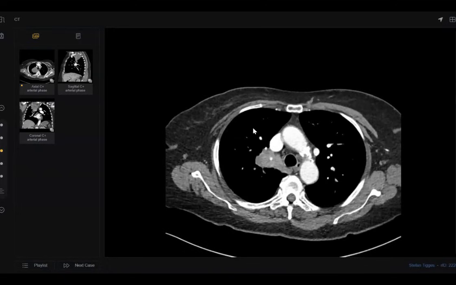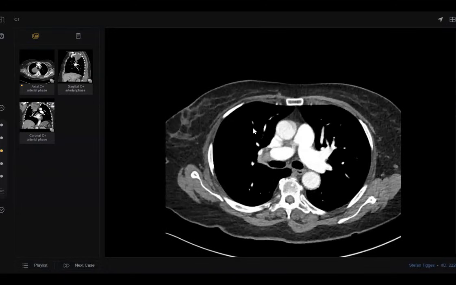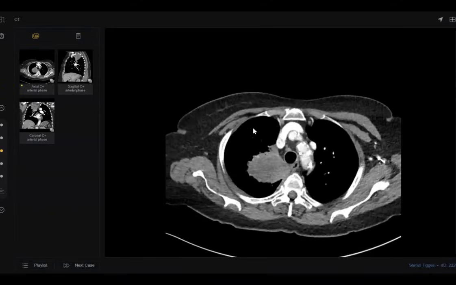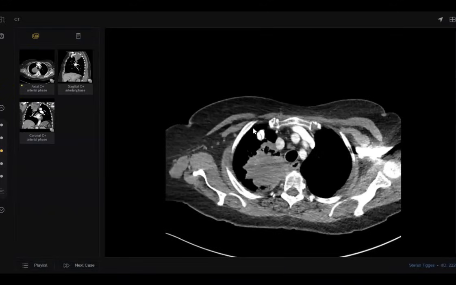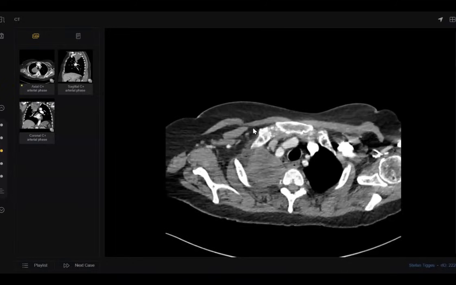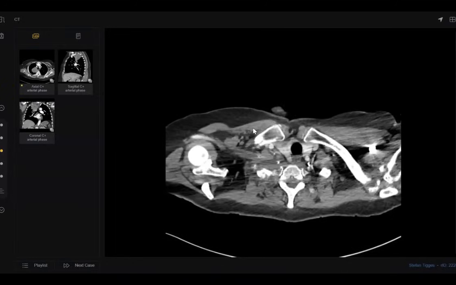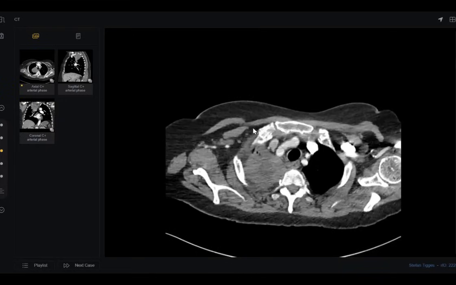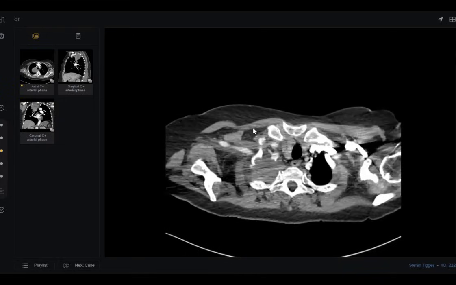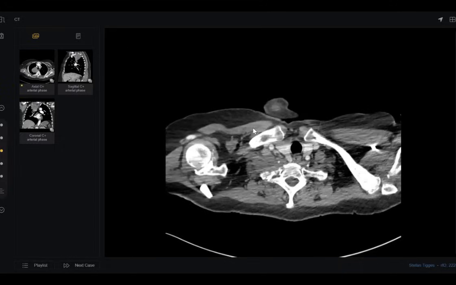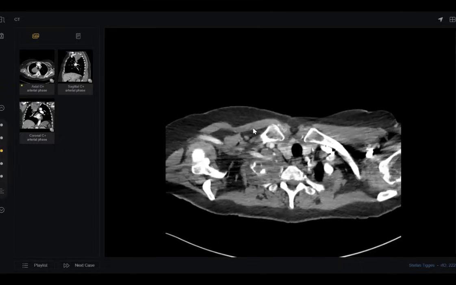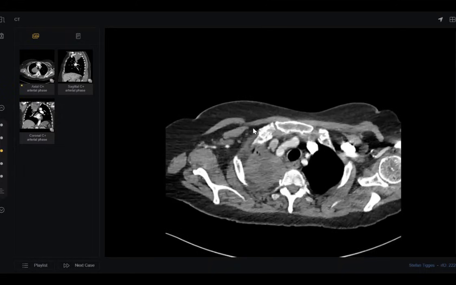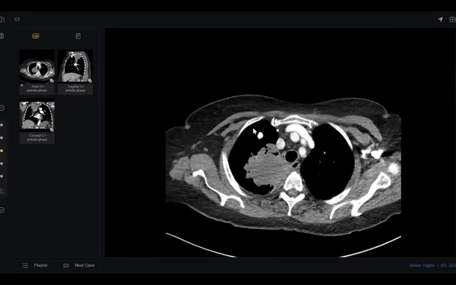Are you sure this is a Pancoast tumor? Yes, sir, it's a superior sulcus tumor. Why? Because, sir, it's in the apical region and is causing erosion and destruction of the ribs. Okay, what else?